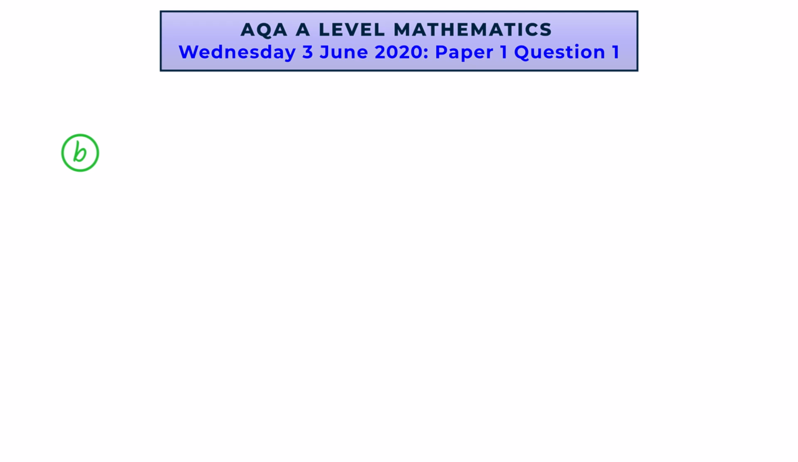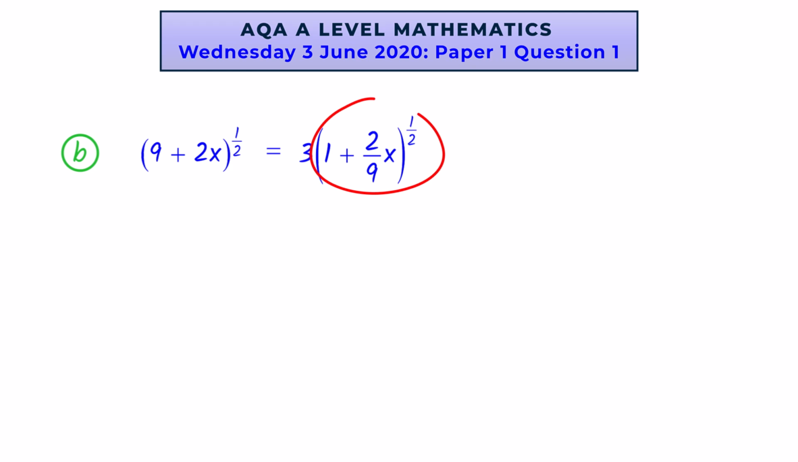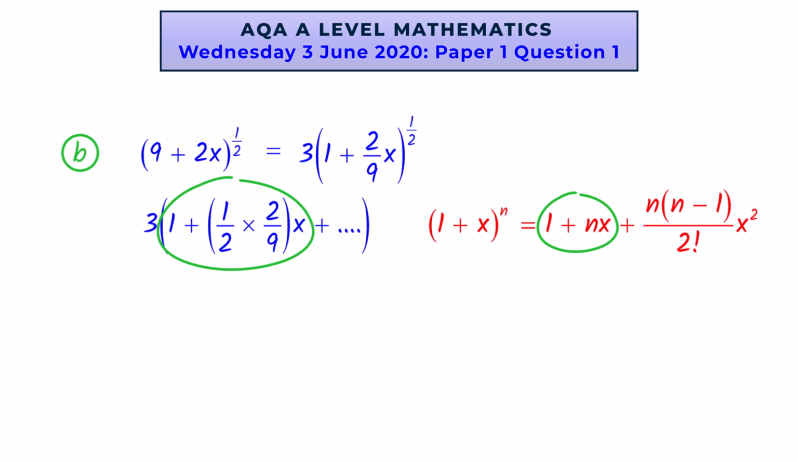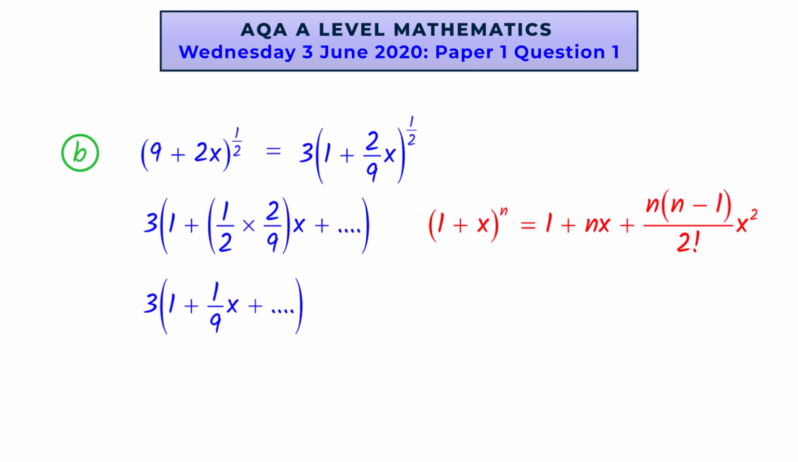For part B, we need to find the value of a, which is the first term in the binomial expansion. To do this, start again with 9 plus 2x to the power of a half, which as we've seen is equivalent to 3 times 1 plus 2 over 9x to the power of a half. Expanding the 1 plus 2 over 9x to the power of a half gives 1 plus half times 2 over 9 times x, which simplifies to 1 plus 1 over 9x.